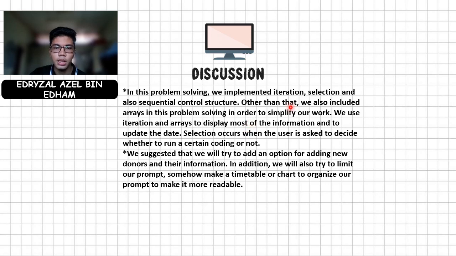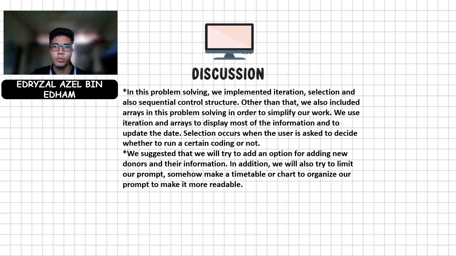Then we suggested that we will try to add an option for adding new donors and their information, because in our coding we did not add that feature. So in the future we will be trying to add the option for that. In addition, we will also try to limit our prompts, and make a timetable or chart to organize them and make them more readable. It will be much more organized if we make a timetable for that.